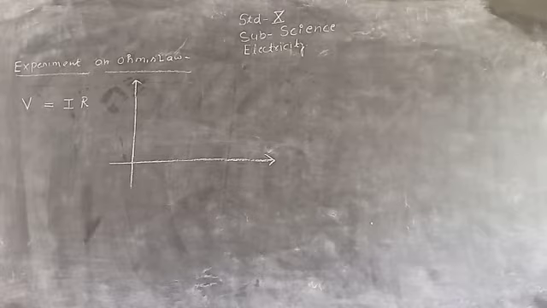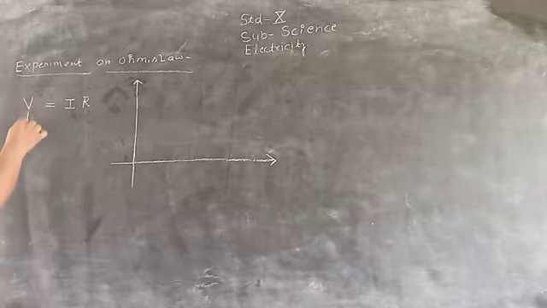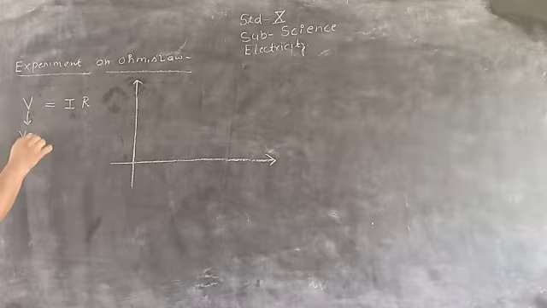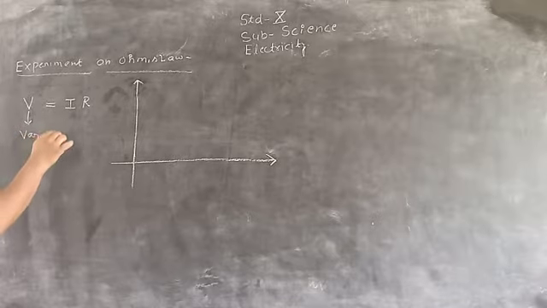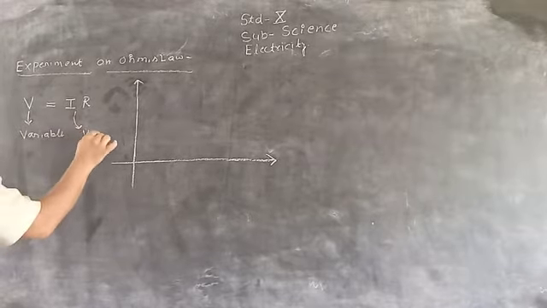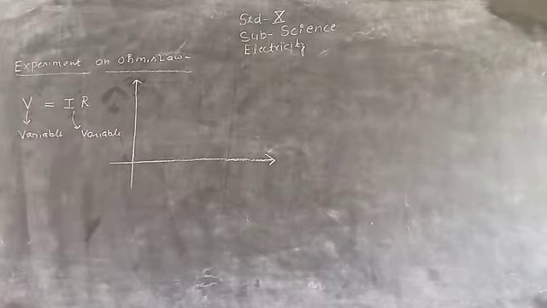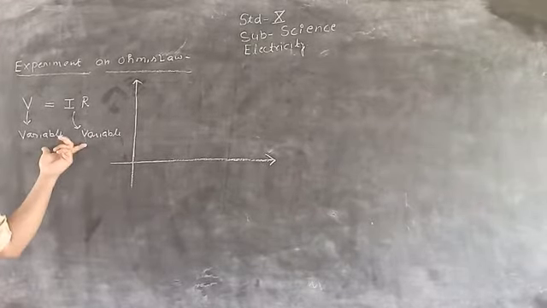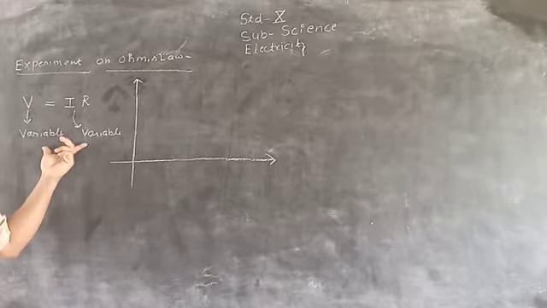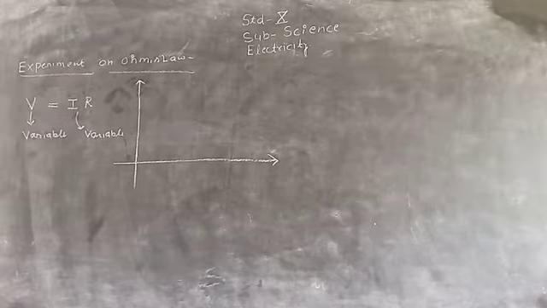Here we see that there are two variables. The first variable is voltage, and the second variable is current. So a graph is always drawn between two variable quantities. The first variable quantity is the potential difference and the second variable quantity is the current.